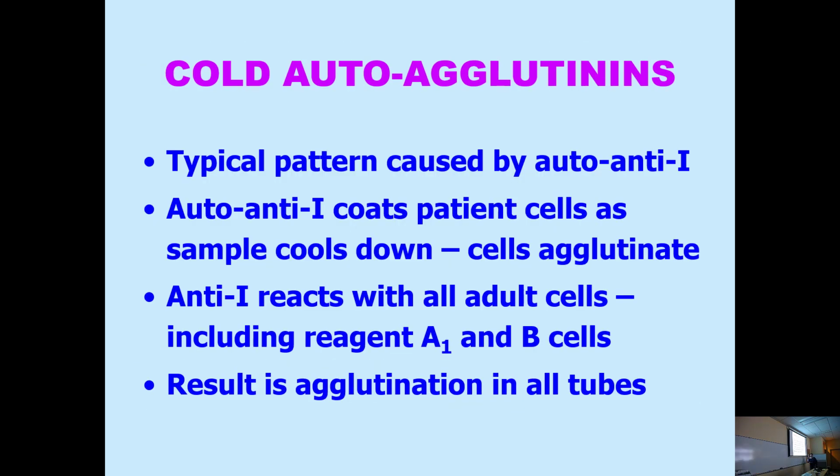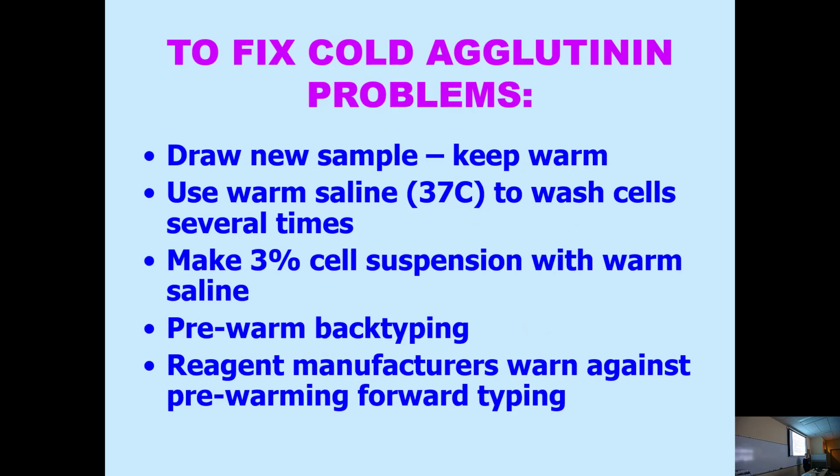So our typical pattern, this is typical for auto anti-I, everything's positive. The auto anti-I is going to coat the patient cells as the sample cools down, and all the cells are going to agglutinate. Anti-I reacts with all adult cells, including A and B cells, screen cells, everything. Results in agglutination in all tubes.